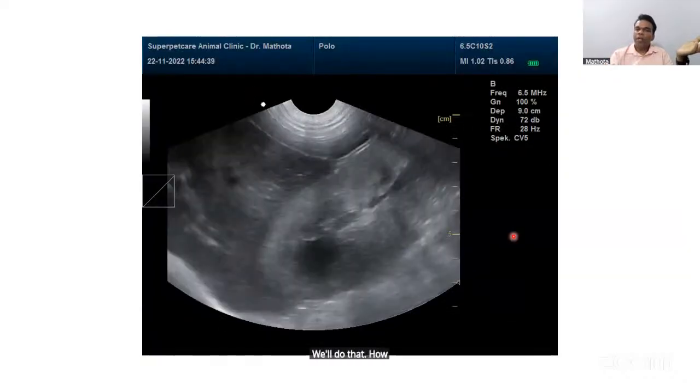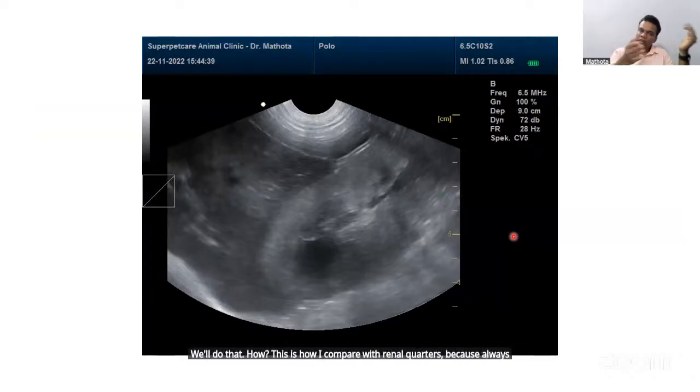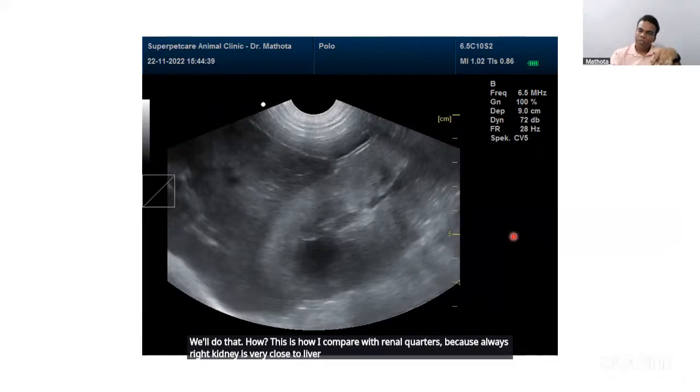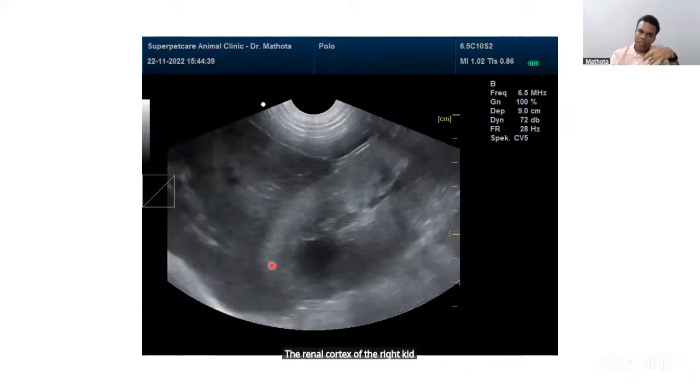This is how I compare it with the renal cortex, because the right kidney is always very close to the liver lobe. So you can go to see the right kidney. When you see the right kidney, this is the right kidney. The renal cortex of the right kidney is brighter than this liver lobe. That means this liver is hypoechoic to the renal cortex. That is how we compare the echogenicity of the liver.